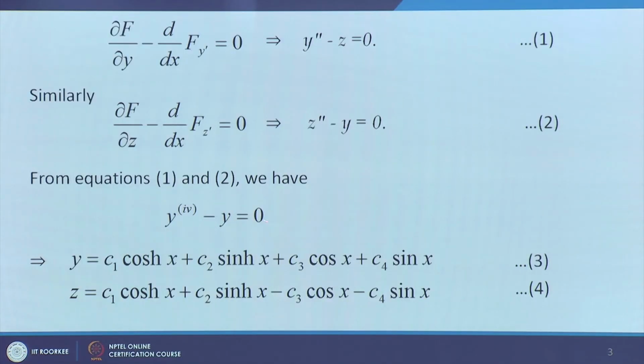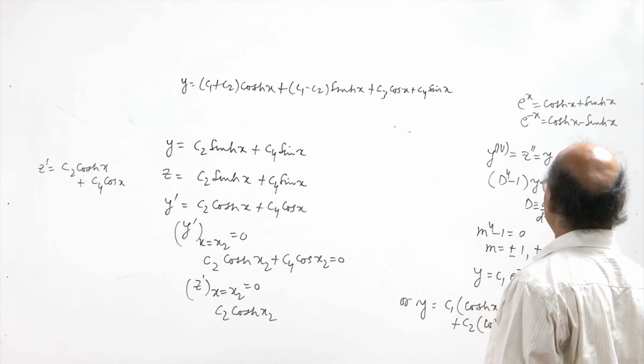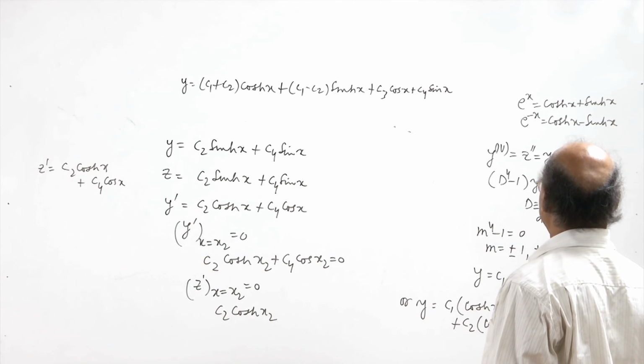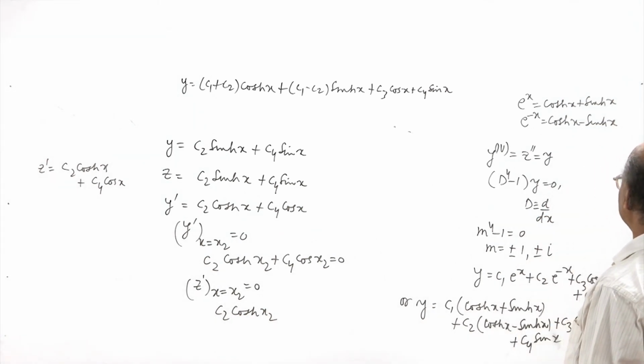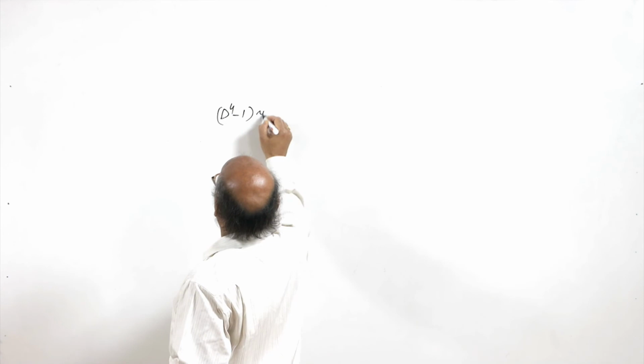Now y double dash minus z equal to 0 and z double dash minus y equal to 0 together give us the fourth derivative of y minus y equal to 0, because the fourth derivative of y here is equal to the second derivative of z, and the second derivative of z is equal to y. So the fourth order derivative of y minus y is equal to 0, and this can be written as (D^4 minus 1) y equal to 0, where D is d over dx.